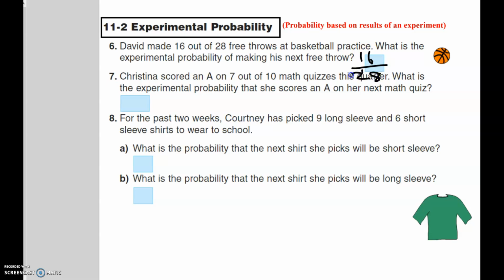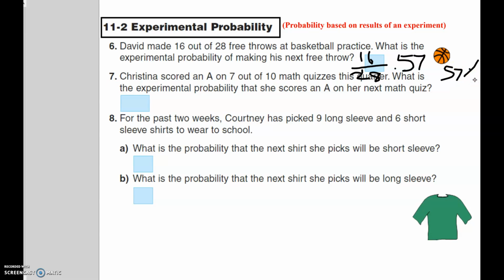To turn that into a decimal, we divide the top by the bottom. So you'll do 16 divided by 28, which would be 0.57 if we round it to the hundredths. And then to turn it into a percent, we multiply by 100, and that'd be 57%.